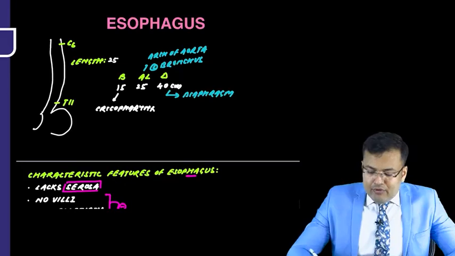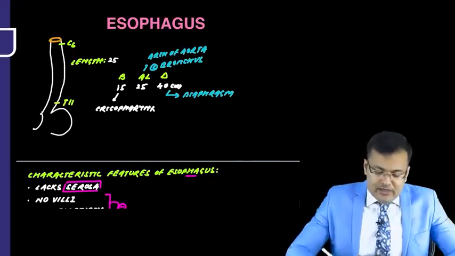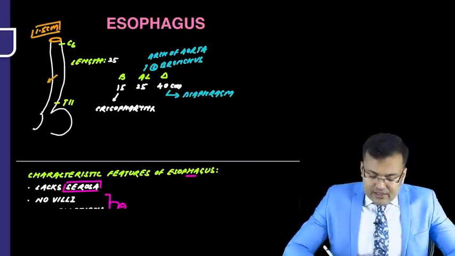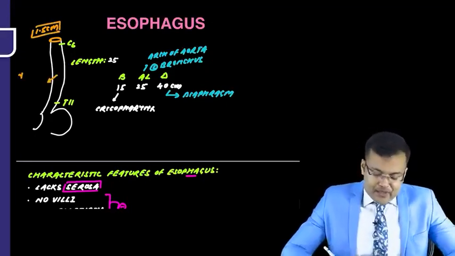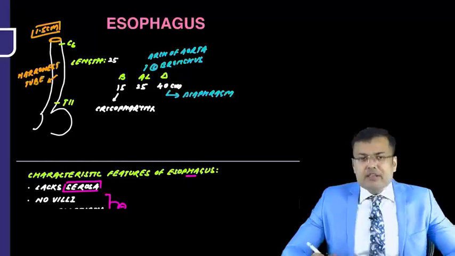So what is the narrowest point of esophagus? The narrowest point of esophagus is the cricopharynx. And how much is the diameter? That is 1.5 centimeter. And esophagus is the narrowest tube of GIT.